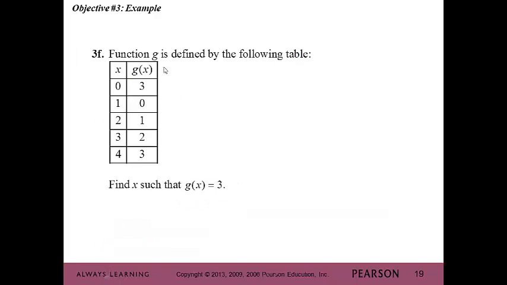Now, we still have a table for g. And it says find x such that g of x is equal to 3. So this time they gave us the actual g of x, right? So here's our g of x column. Let's find where it is 3. It is 3 here. And they want us to find x. So go back over to the x column. So what is x when g of x is equal to 3? X is equal to 0.